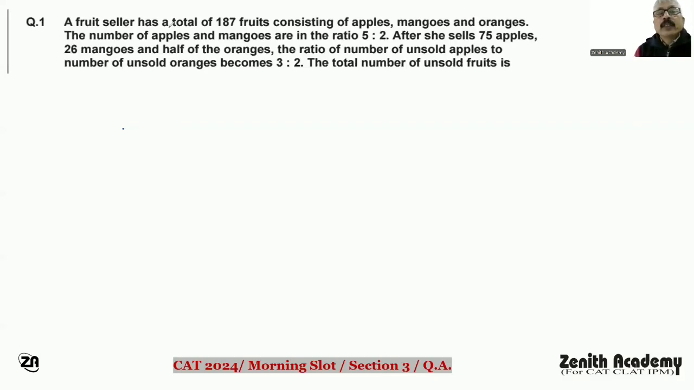So here, the fruit seller has a total of 187 fruits consisting of apples, mangoes, oranges. The number of apples and mangoes are in ratio 5:2. After she sells 75 apples, 26 mangoes, and half of the oranges, the ratio of the number of unsold apples to the number of unsold oranges becomes 3:2. The total number of unsold fruit is to be found out.